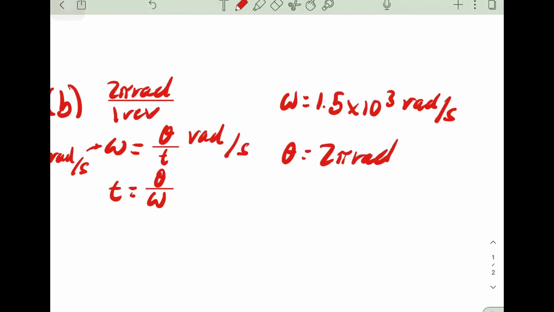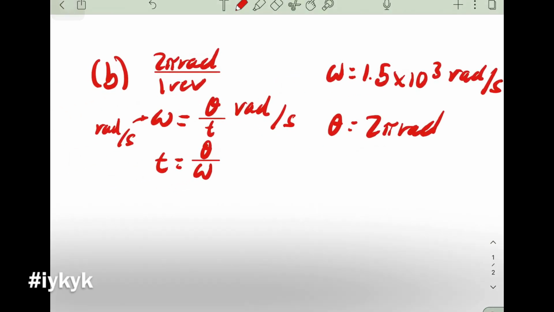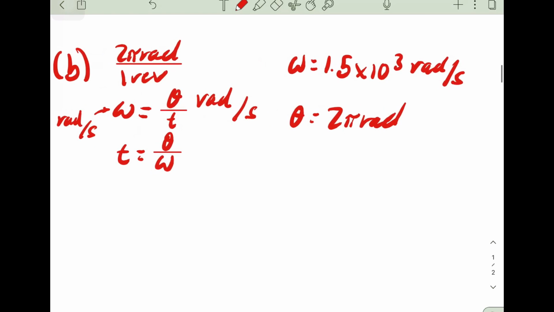So now we already have our 2 variables, and now we just plug and chug. We have our time here, which we don't know, which is the thing that we're trying to find, and we have our angular displacement and our angular velocity. So what we're going to do now, we're just going to plug and chug. Remember, try to keep your units. If you want to do the parentheses, if you don't, just do whatever works for you.